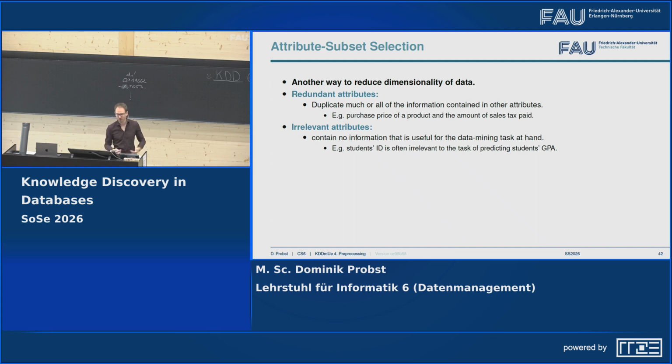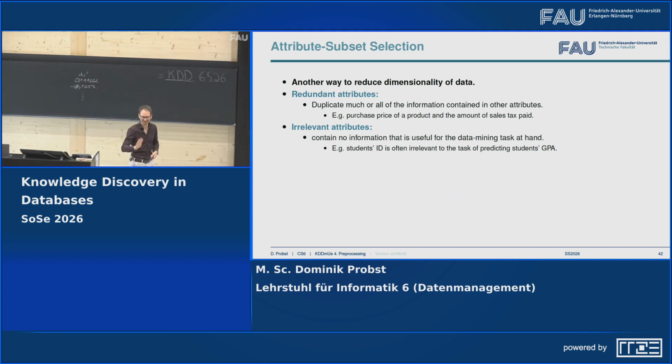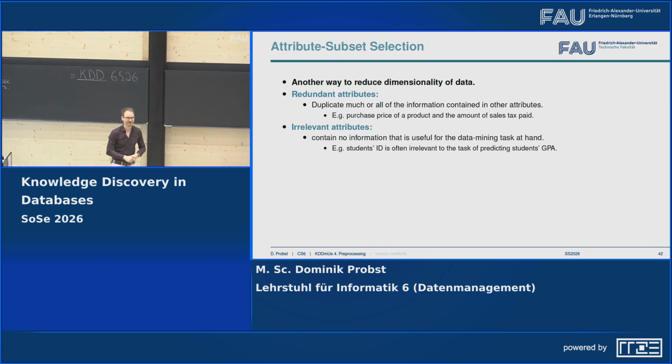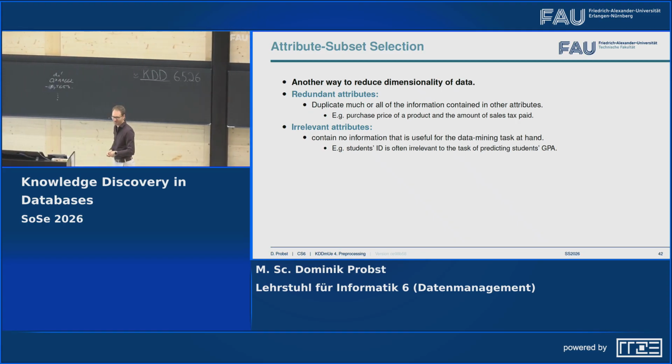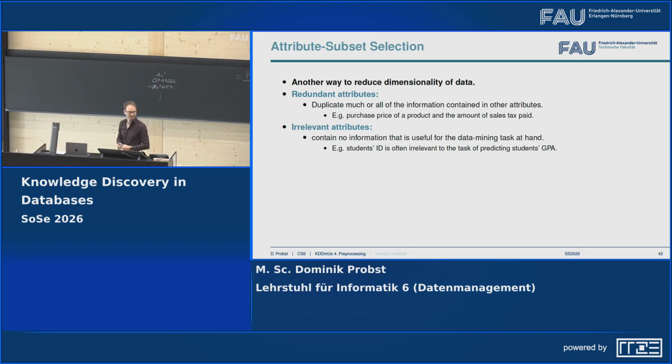We can, of course, also remove irrelevant attributes, which is also attribute subset selection. If we, for example, know that the student's ID will not give us any information about estimating your GPA at the end, then we can simply remove it from our function. Side note, of course, it's not ethical to compute your GPA by using any prediction methods. That's something you have to do in the exams yourself, but just as an example.